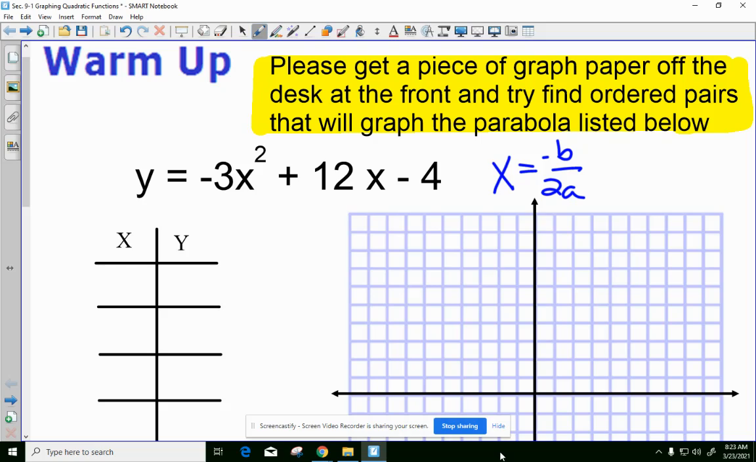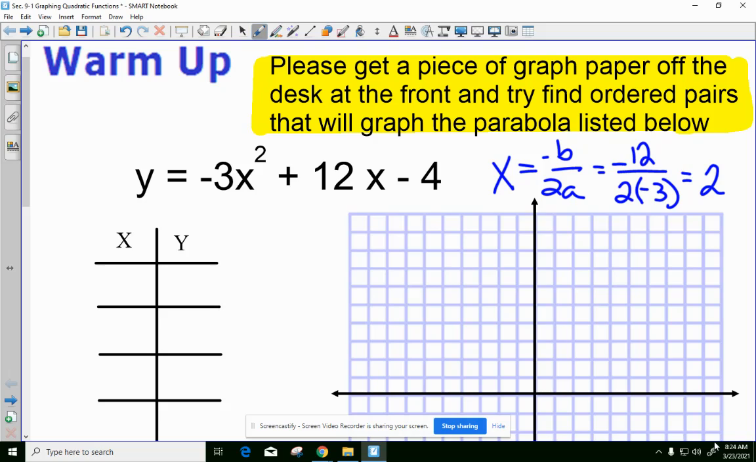What is it, Hunter? 12. So I'm going to put in negative 12, and then divide that by 2 times A. And A is negative 3. And that gave me an answer of what? Good. Negative 12 over negative 6. So final answer, 2. Okay, great.